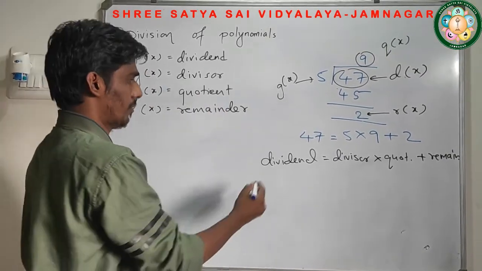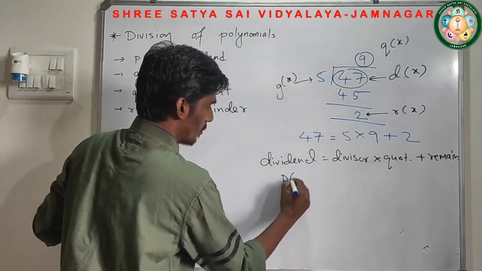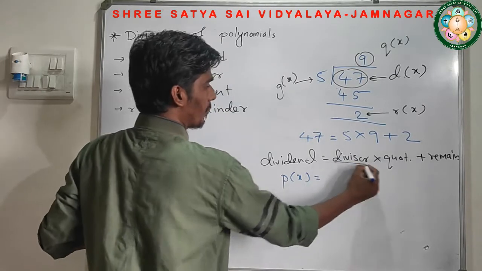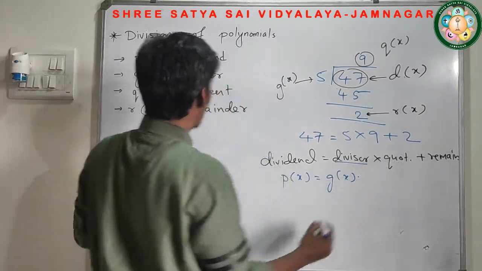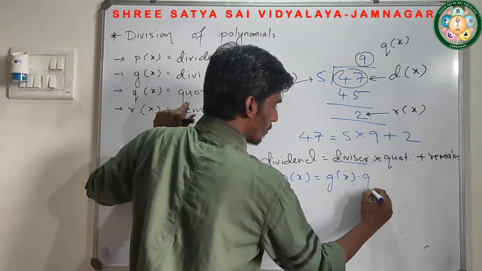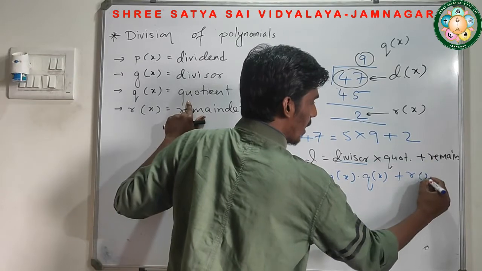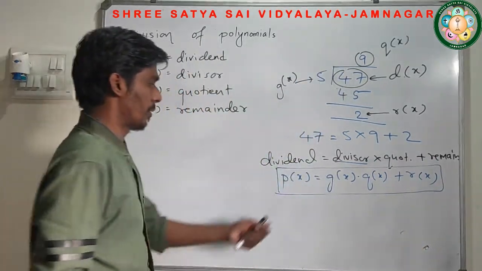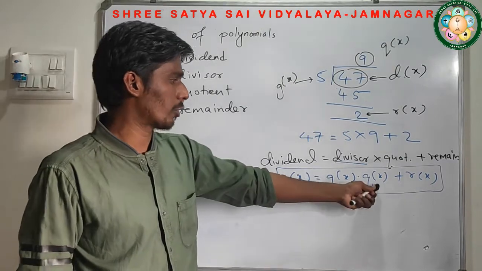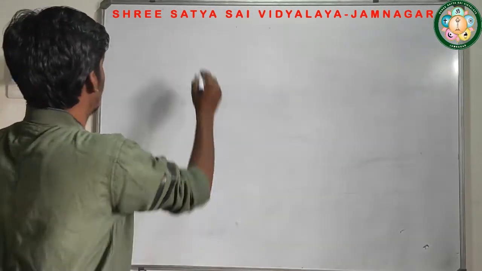From this we can write, instead of dividend, p of x, instead of divisor, g of x, into q of x, plus remainder, r of x. This is the formula which we are going to use: p of x equals g of x into q of x plus r of x. Let's solve one example for division.